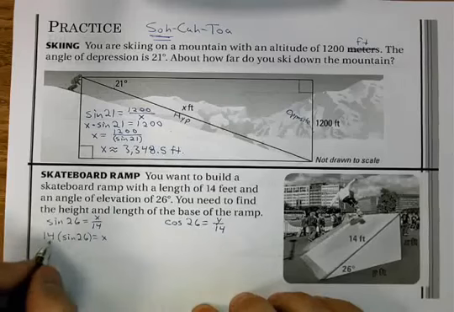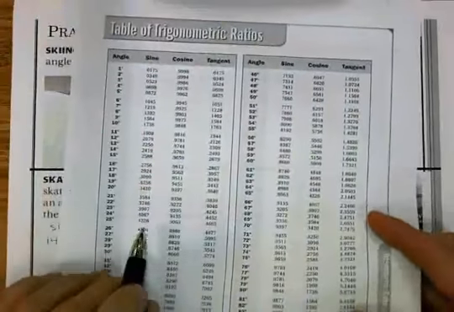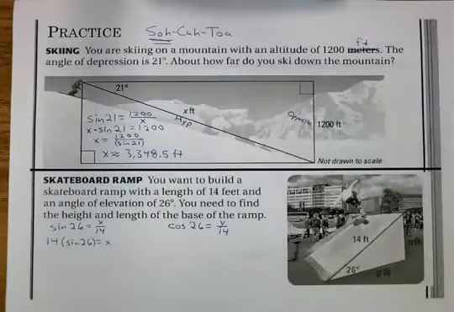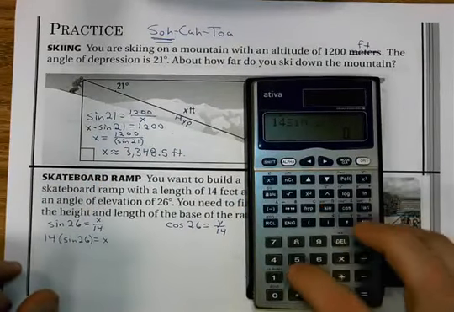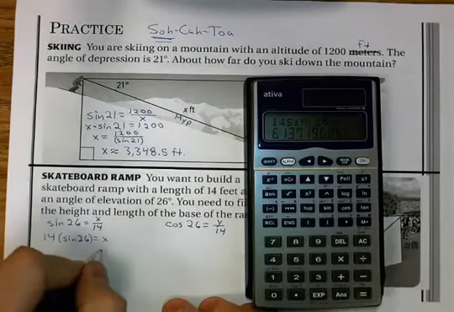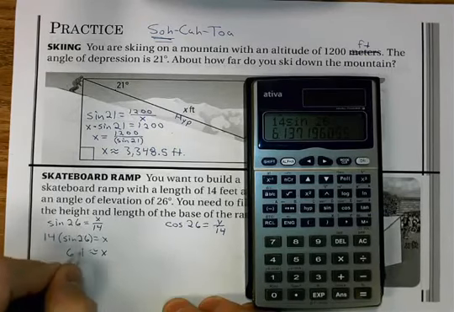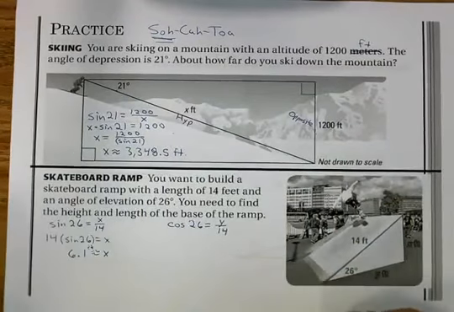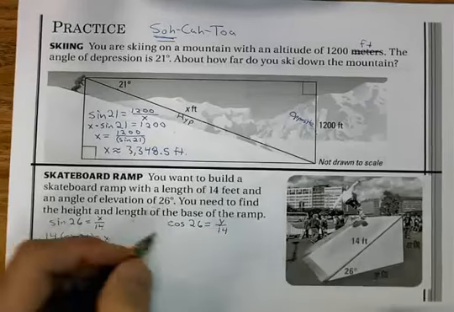Now I have to multiply. Sine of 26, go back to our chart here, is 0.4384, so I can multiply that by 14. I'm going to do a little bit of a shortcut and just do it on a calculator. Sine of 26. And I get that x is about 6.1. And that's 6.1 feet. Now we go to cosine, because we're going to find y, which is going to be the length of the ramp.